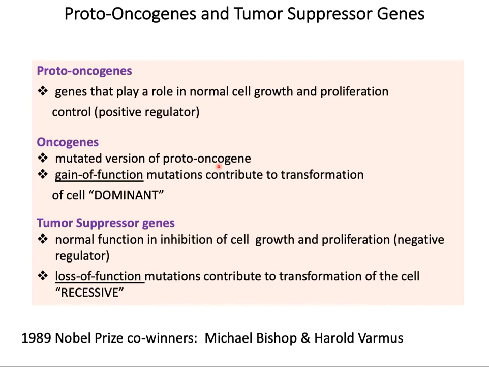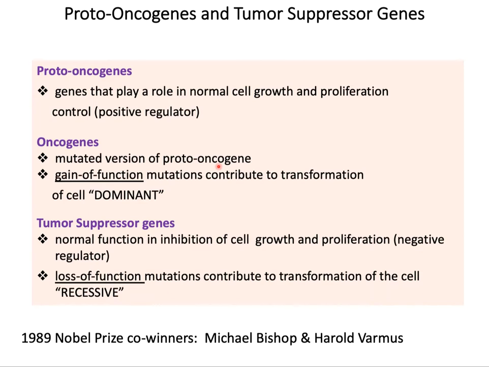And these mutations are sometimes referred to as dominant because you only need to have one mutation in one gene of the diploid pair. Remember, mammals or humans are diploid. You will need to have a mutation in one gene, one of the pair, to contribute to the transformed phenotype.